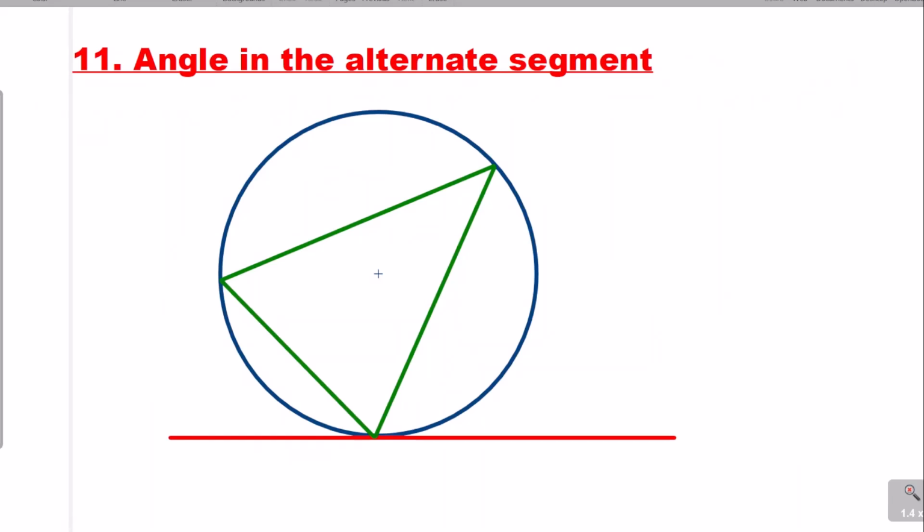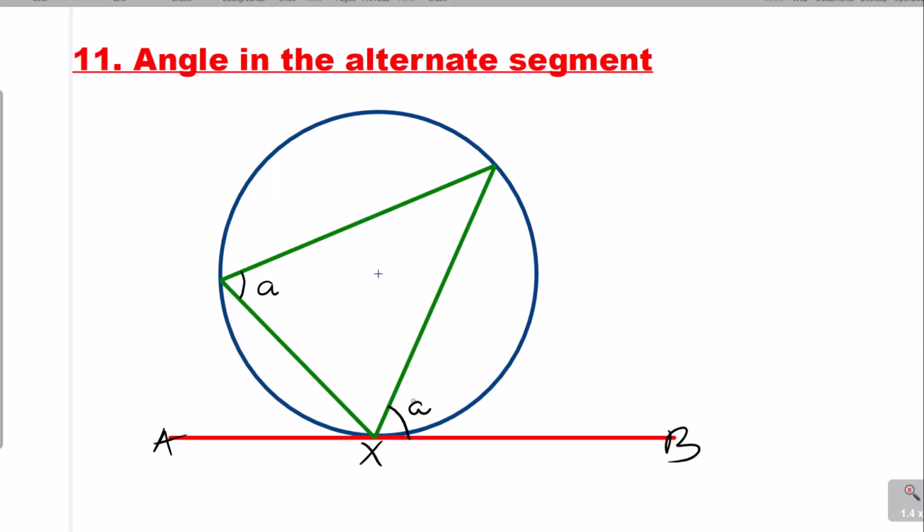Number 11, angle in the alternate segment. So if you're given the tangent, in this case, we can name this tangent as AB. Let's say this is AB, and then this one is, let's say, X. So this angle that is here, subtended by this tangent at A, is the same as this angle that is here. Why? Because those two angles are in the alternate segment.